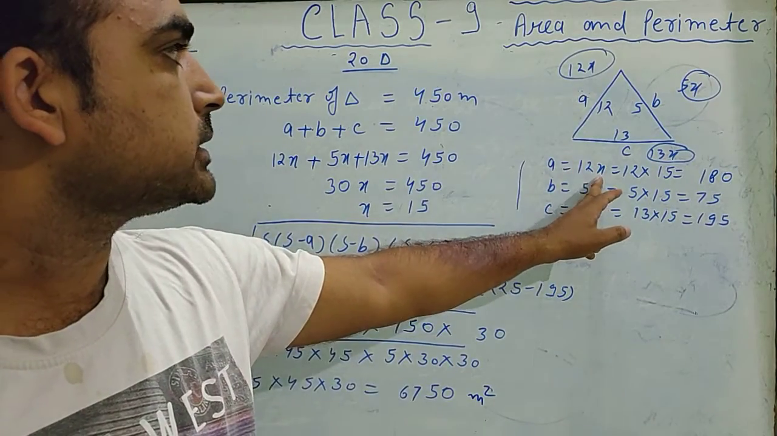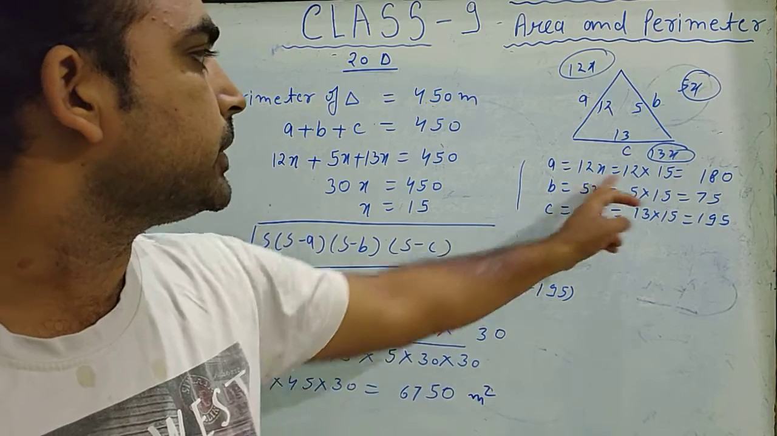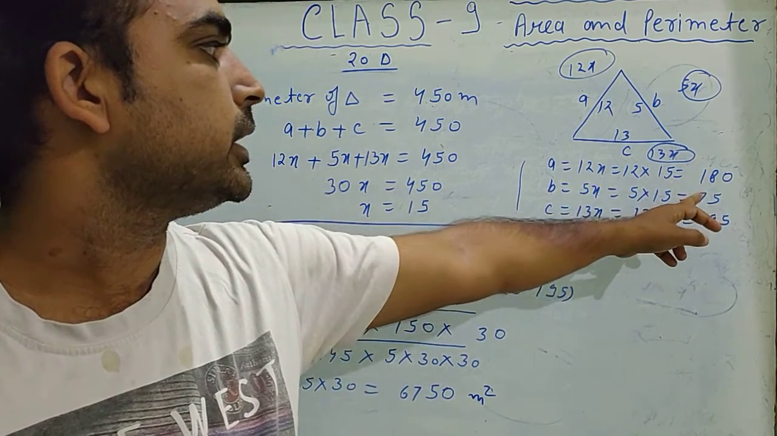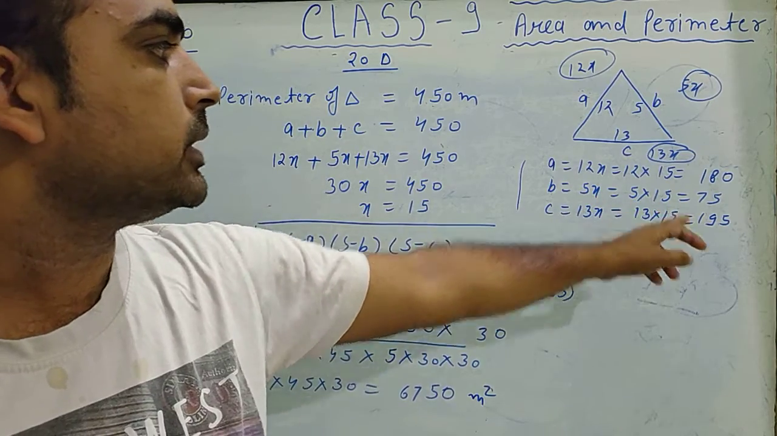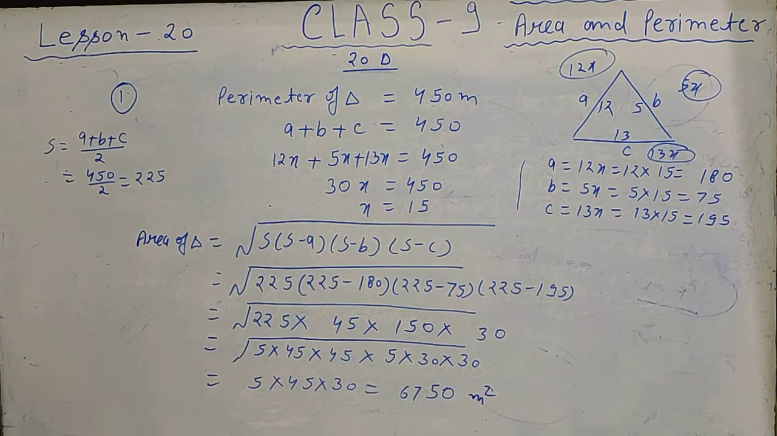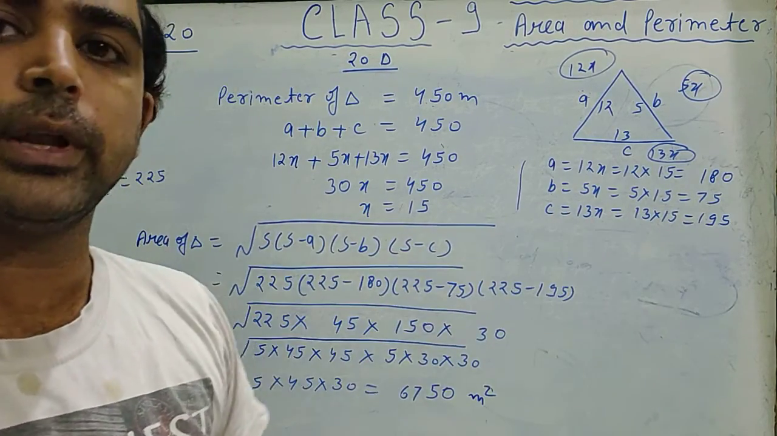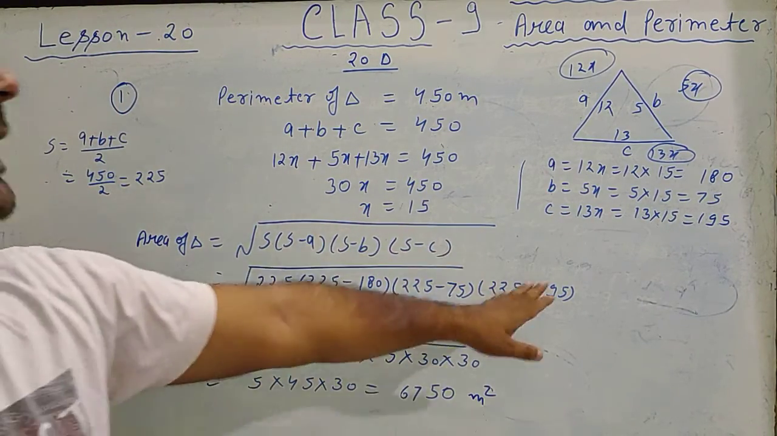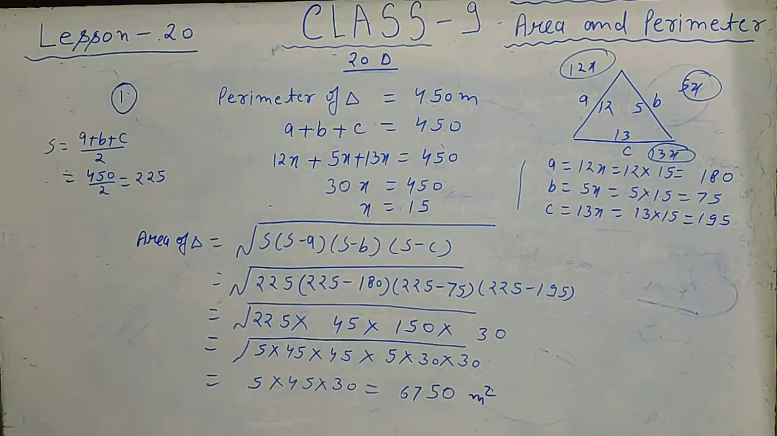A is equal to 12x. So 12 into x, which is 15. 12 into 15 is equal to 180. Means A is equal to 180 meters. B is equal to 5x. So 5 into 15 is equal to 75 meters. C is equal to 13x. So 13 into 15 is equal to 195 meters. So all three sides A, B, C are 180 meters, 75 meters and 195 meters.